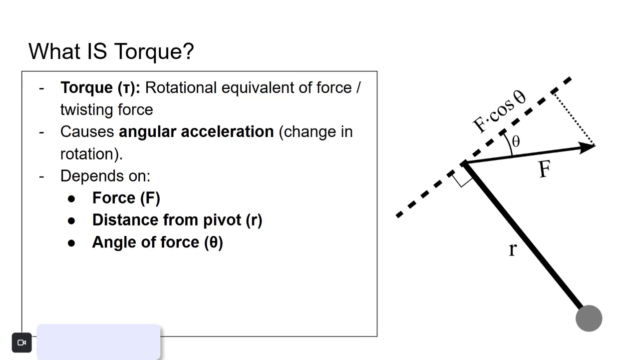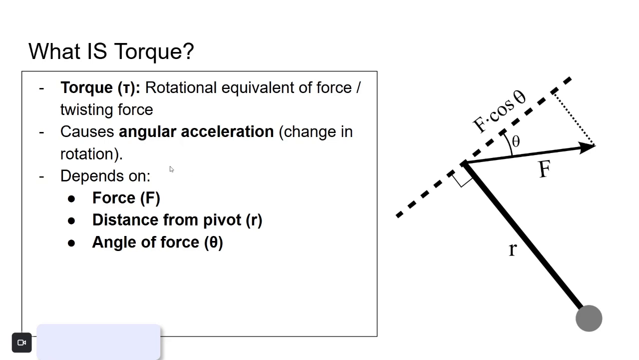So first, let's start off by asking the question, what exactly is torque? At its heart, torque, often represented by the Greek letter tau, is the rotational equivalent of force. Just like a net force causes an object to accelerate linearly, a net torque causes an object to have angular acceleration, which means it rotates or changes its rate of rotation. It's essentially a twisting force.